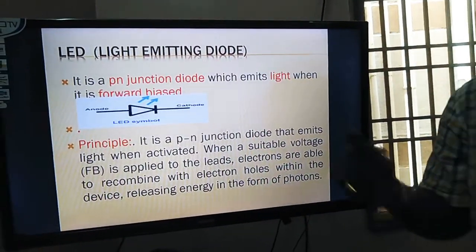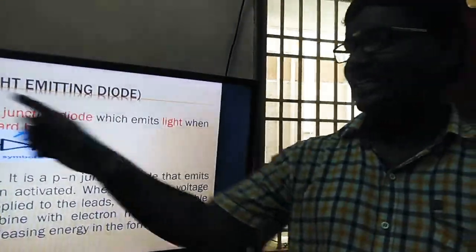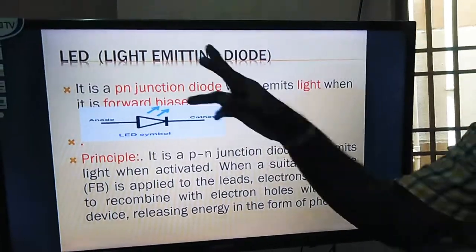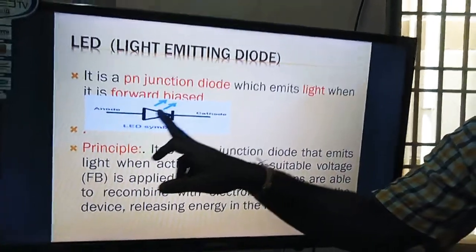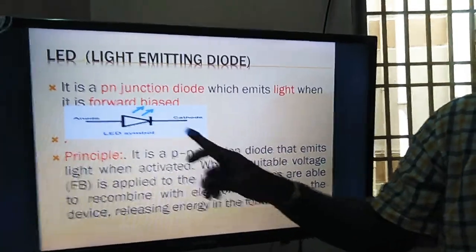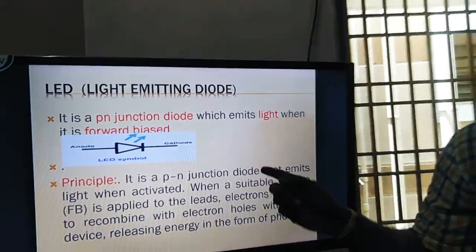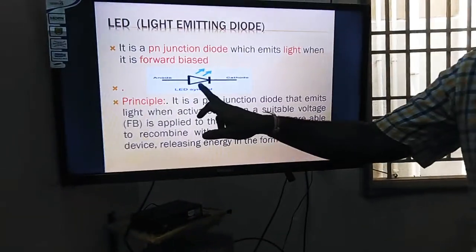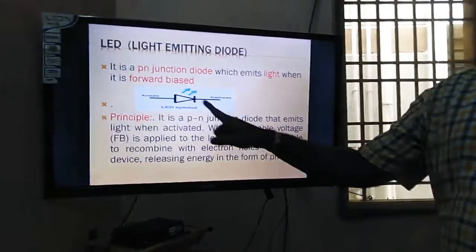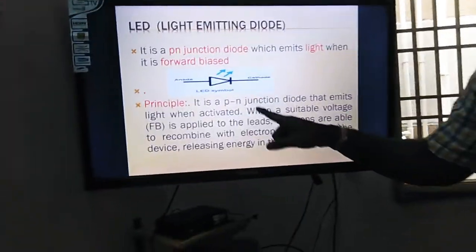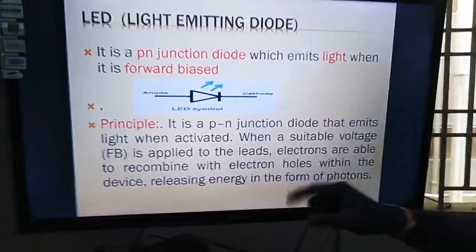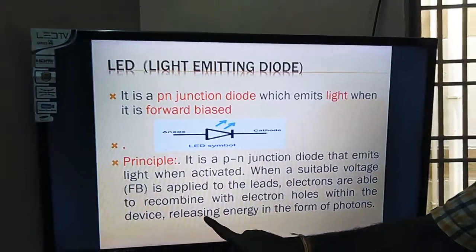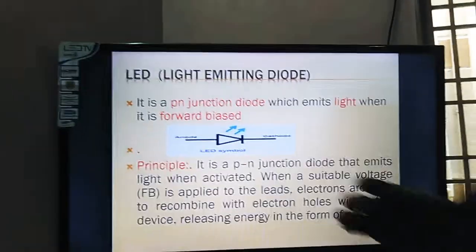The next topic is light emitting diodes, simply LED. The LED operates under forward bias conditions. Basically it is made up of P type and N type material, and this is the emission of light. So PN junction diodes are used. This is the LED symbol. The LED principle is forward biasing: positive is connected to positive, negative is connected to negative. Due to the forward biasing, the electron and hole pairs recombine. The recombination of holes and electrons produces energy in the form of photons.